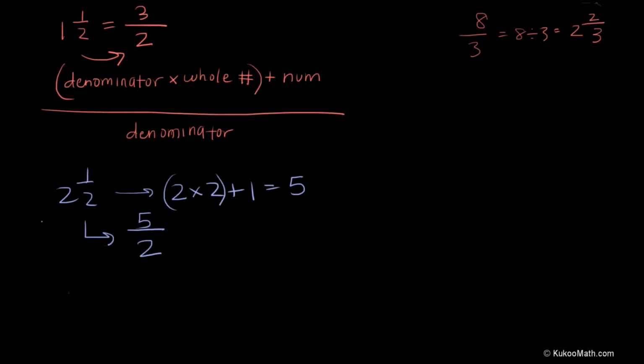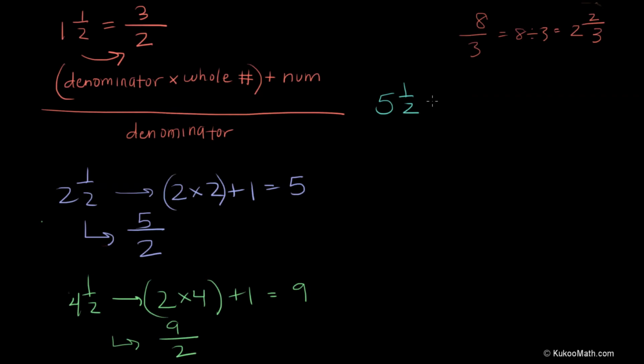Now let's try it again with this example. Let's try 4 1/2. It'll be 2 times 4 plus 1 is equal to, well, 2 times 4 is 8, plus the 1 is equal to 9. And so 9 is the new numerator, and 2 is still the denominator. Let's do this again for 5 1/2. It's 2 times 5 plus the 1 from here, and then we get 11 for that. So 11 is the numerator, 2 is still the denominator.